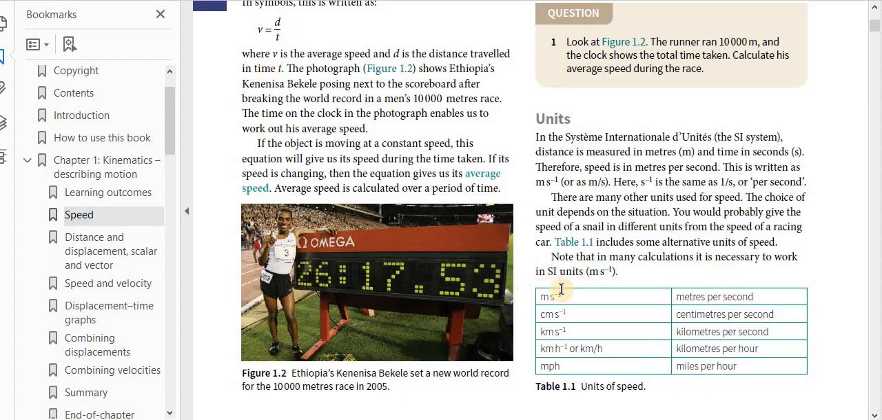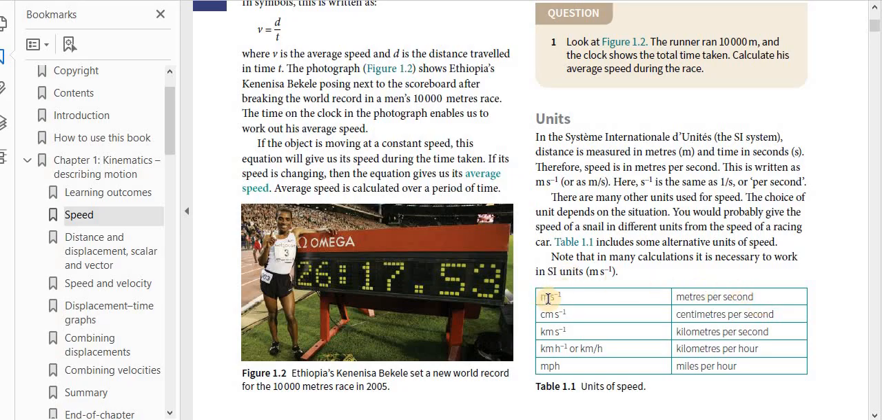The SI unit is meters per second. Meters per second is the SI unit, because meter is a base unit and second is a base unit. You should know the 6 or 7 base units: meter, second, Kelvin, mole, candela, and so we will see. There are 7 base units that you have to know.